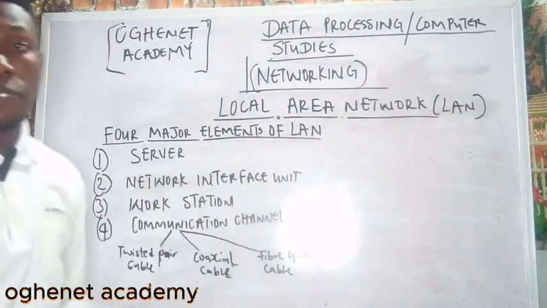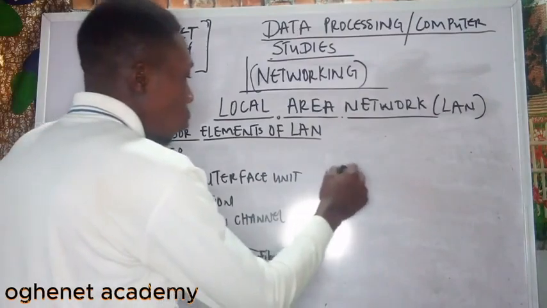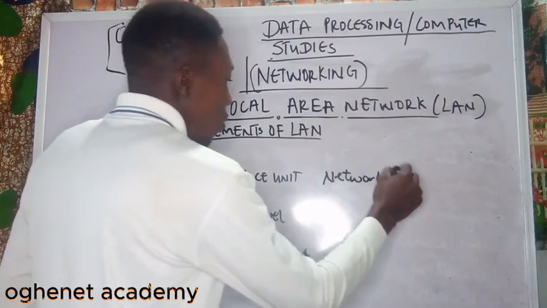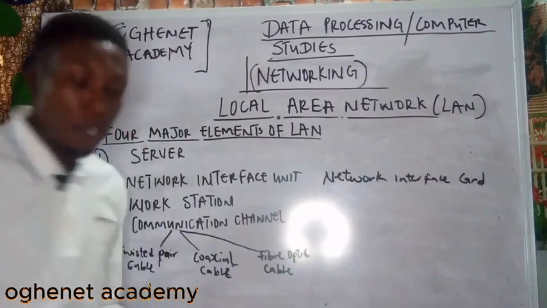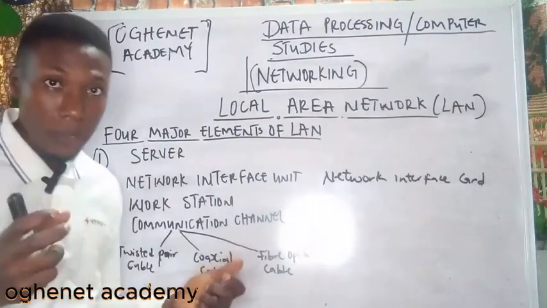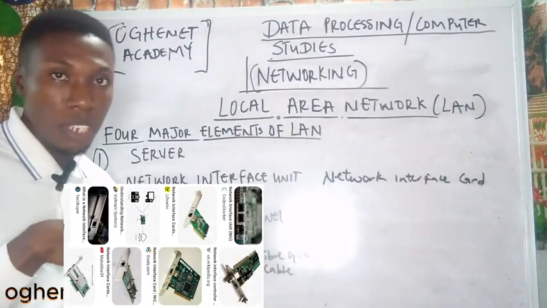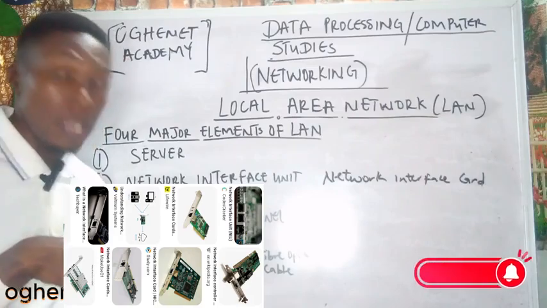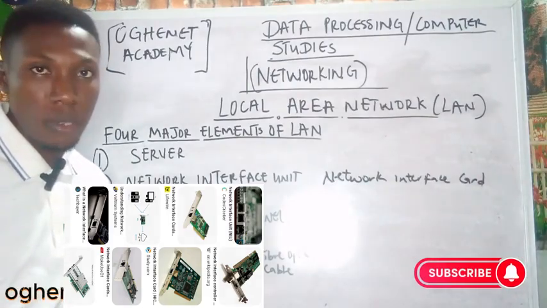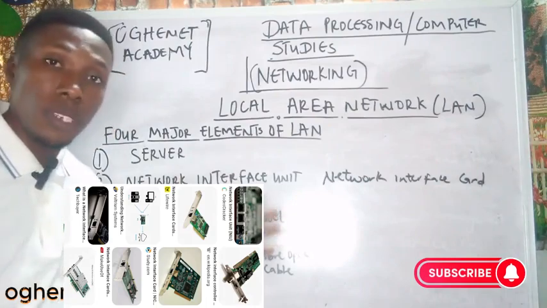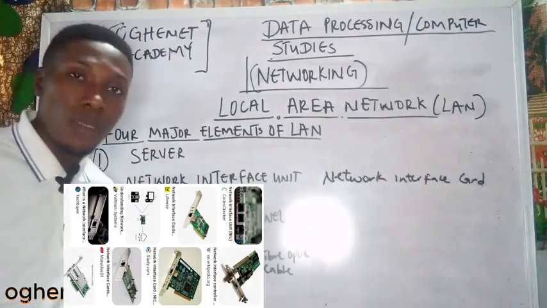Now, the network interface unit in the local area network is also called the network interface card. It's like a physical device. It's a physical device actually. You will see an image of the network interface card below me in this video. So as you can see, it's actually a device. The network interface unit is a connection point between the server and the workstation.